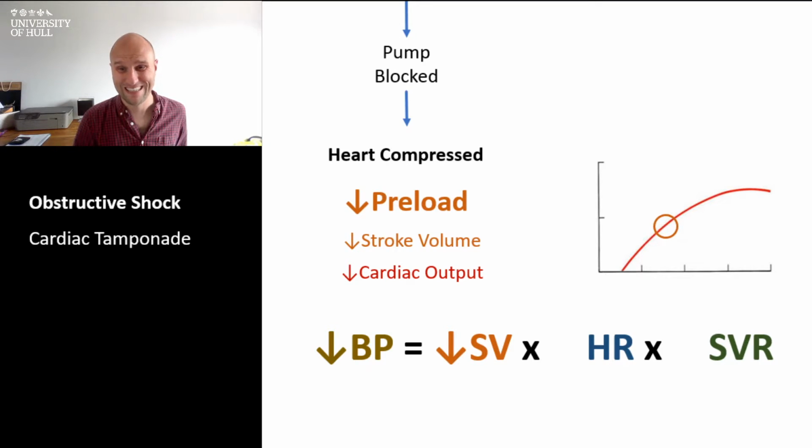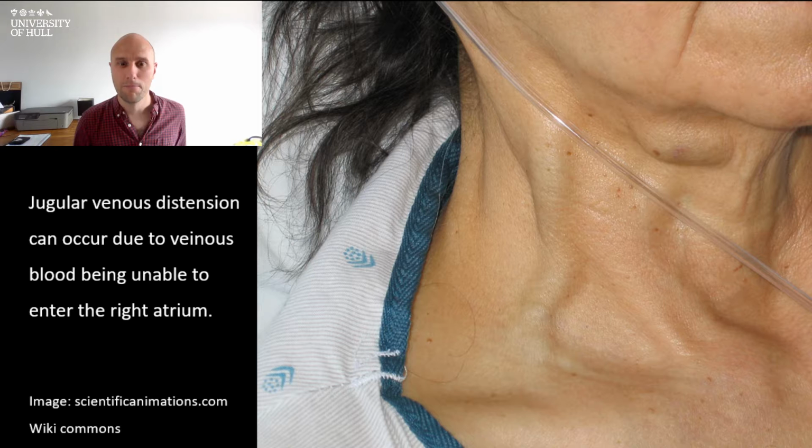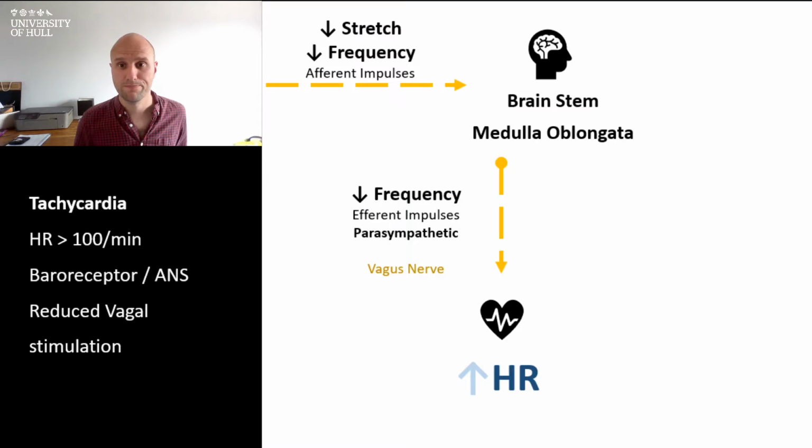So we've got our Frank-Starling relationship here. The more full the left ventricle is, the greater the force of contraction and the stroke volume. And with this type of shock, we're right down here, and we'd want to be up here, so a nice full ventricle beating well. Now, because there's obstruction, there's pressure preventing blood travelling through the right side of the heart, you get back pressure building up, and you may see on this photograph you've got distended jugular veins, and that can be a feature of cardiac tamponade.